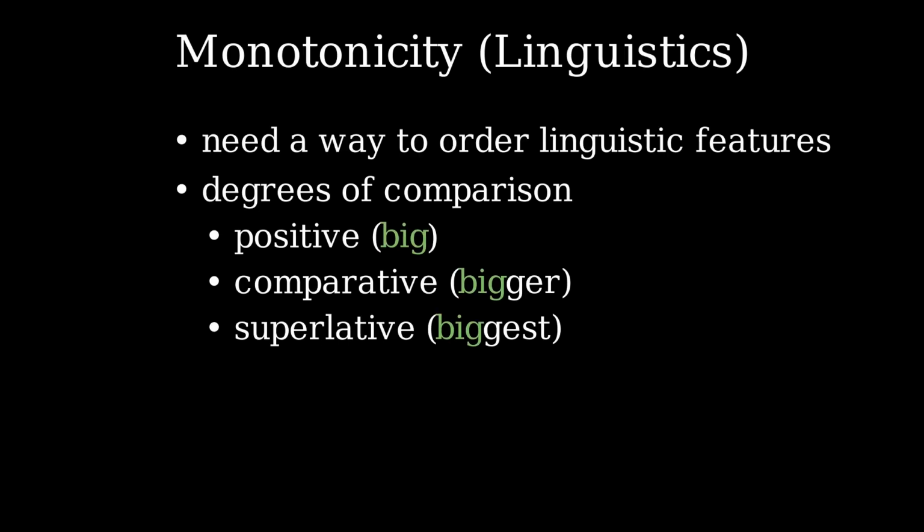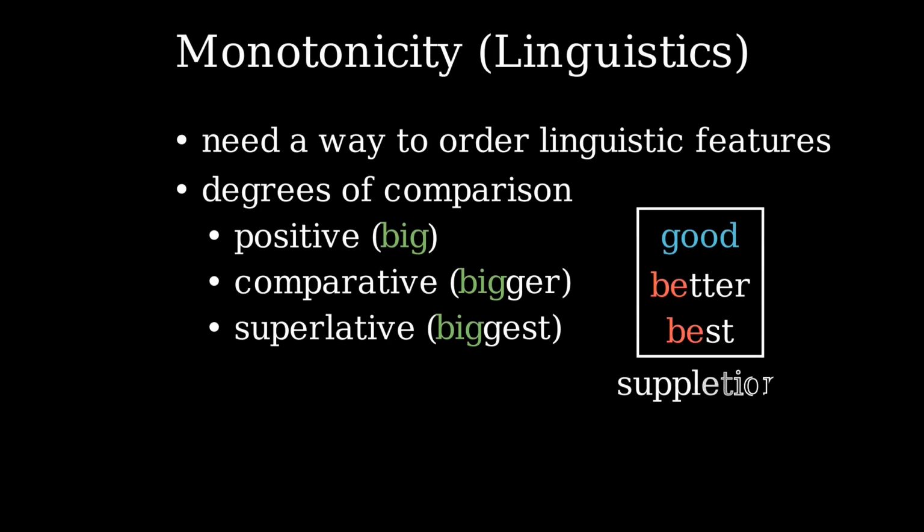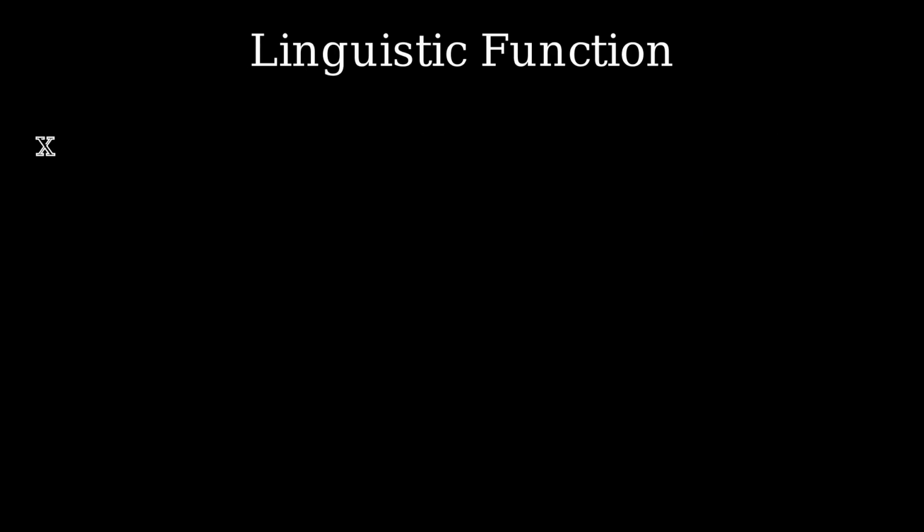These forms of big have the same morphological root, big. But not all adjectives follow this pattern. For example, the positive adjective good has comparative and superlative forms better and best. This phenomenon of a word changing to a completely unrelated form when inflecting is called suppletion. The mapping from these degrees to the inflections can be treated as a function.